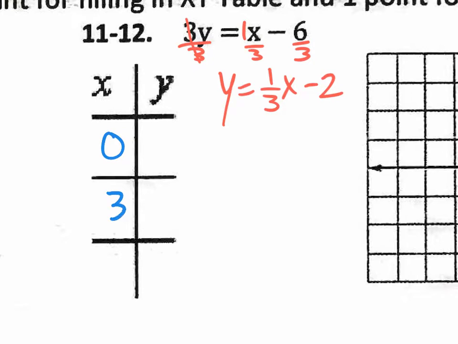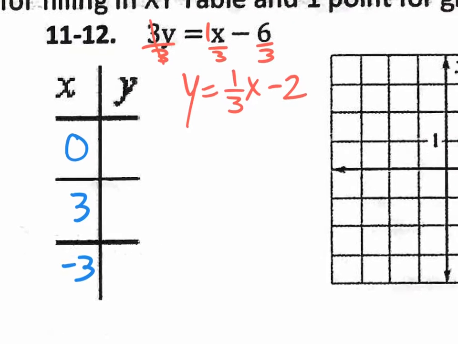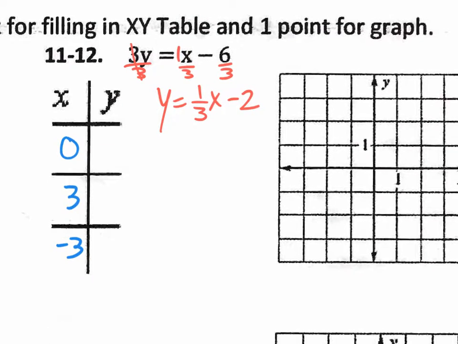0, 3, and 6, or 0, 3, and negative 3, whatever you prefer. 6 does go off of this graph. So let's do 0, 3, and negative 3. Let's plug in 0 right here. That's going to be 0, and 0 minus 2 is negative 2.